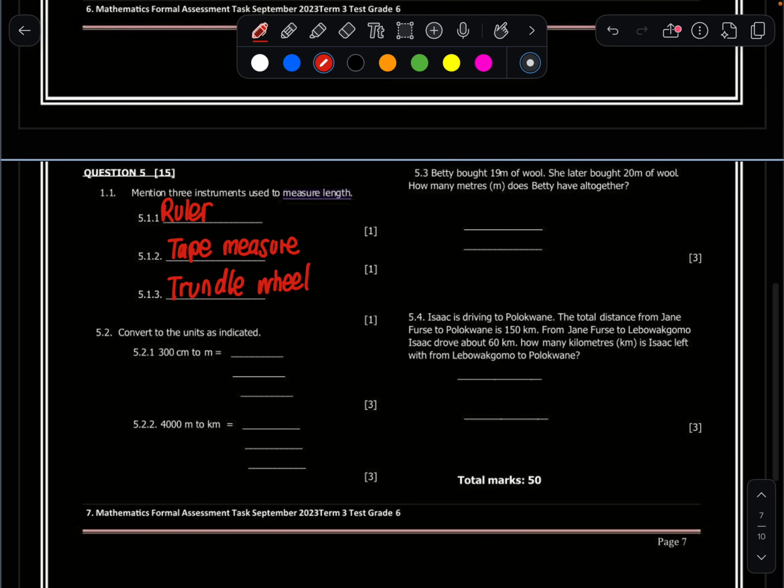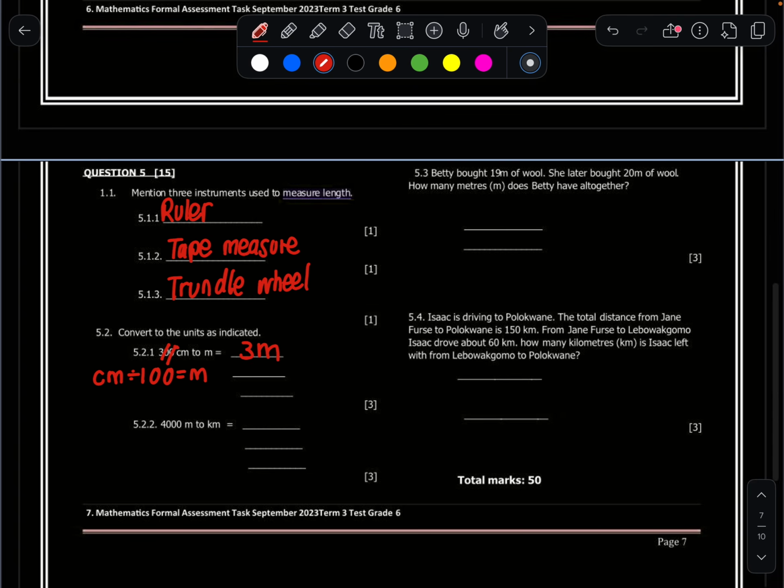Convert the units as indicated. So 300 centimeters to meters. You need to know that centimeters, you have to divide it by 100 to get to meters. So 300 divided by 100 means we're going to cancel 2 zeros. So that is 3 meters.